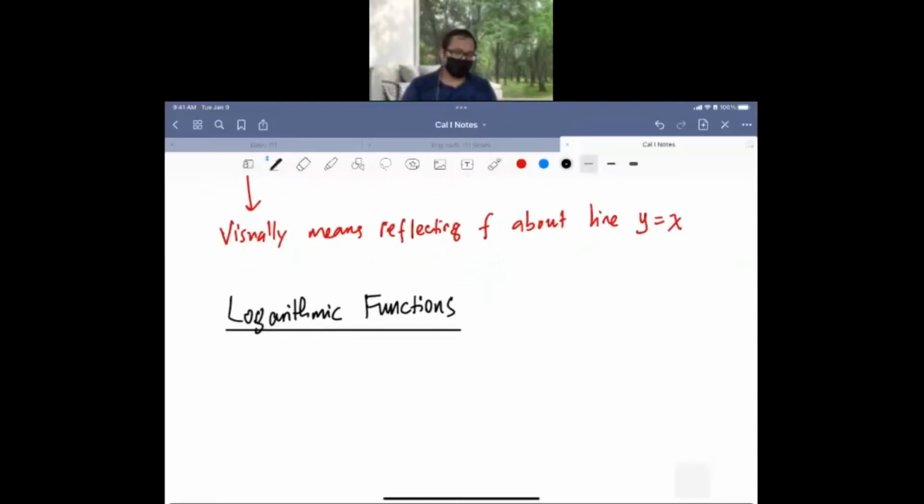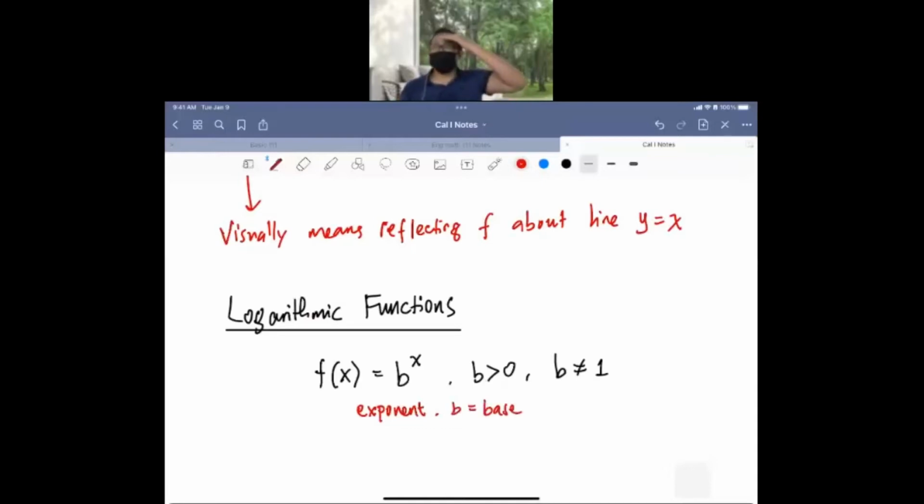Okay, we start with the exponential f of x equals b with power of x. b is positive and not equal to 1. Okay. This is of course exponential, right? This is the exponent, and b is the base. So b can be any positive number, 2, 3, 4, and so on, or even e, which we define as 2.718 something, right?